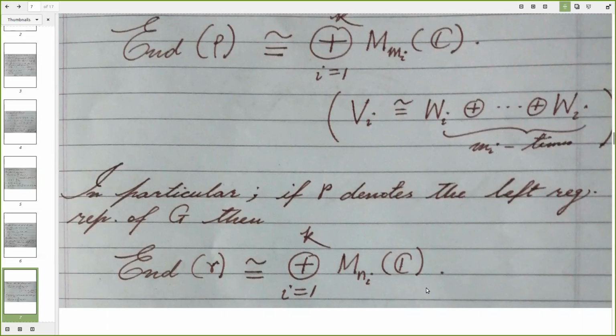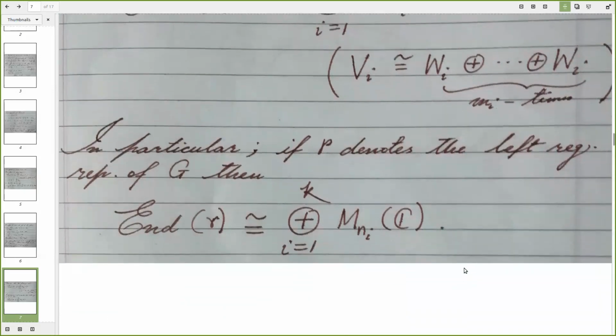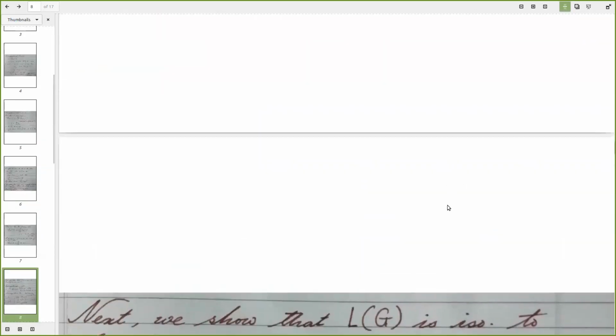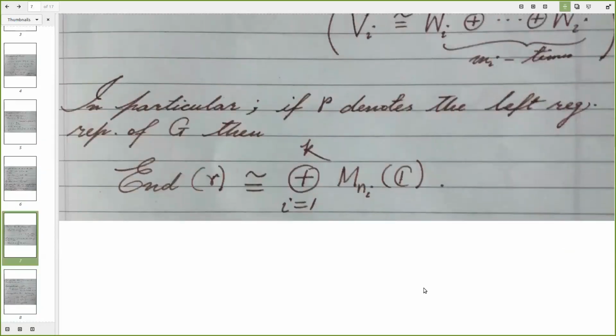In the next video we will see how, based on this, we can determine and understand the structure of the group algebra.